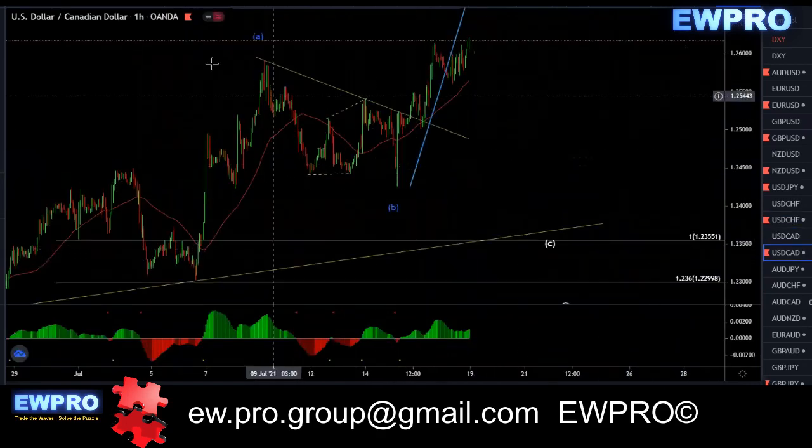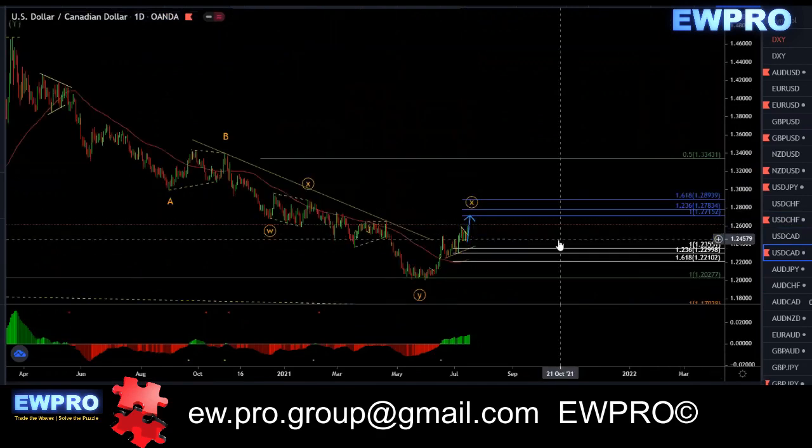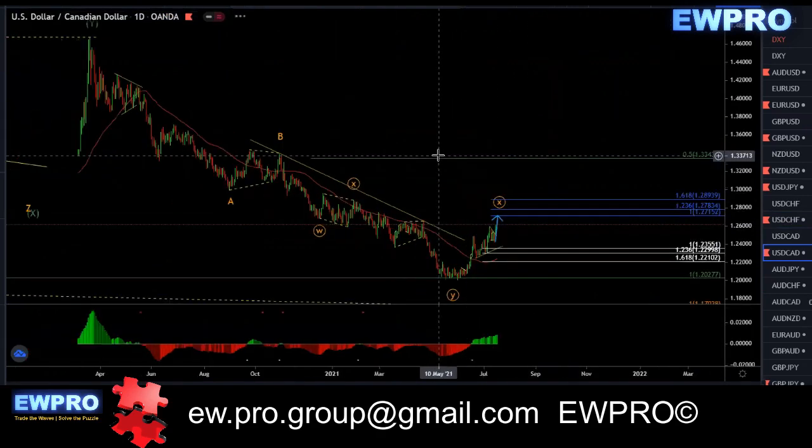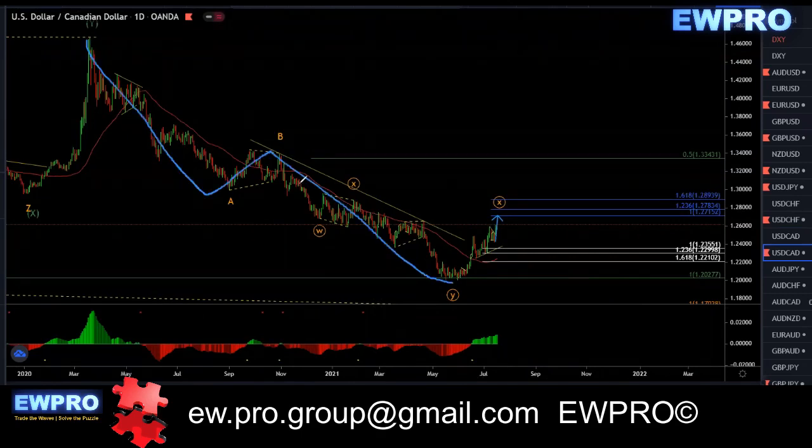UCAD on the daily. This is interesting because we've got this A, B, C and extending wave in here I'm looking at, and I still can't rule it out. And until we break above here, we can't rule out this bear hidden. So there is definitely a chance that we just go bang and break this low. It's definitely not out of the question.